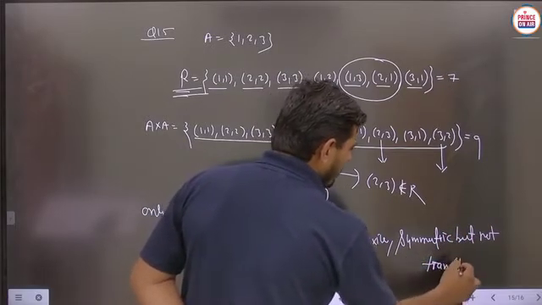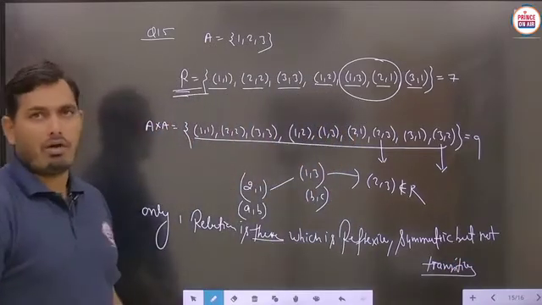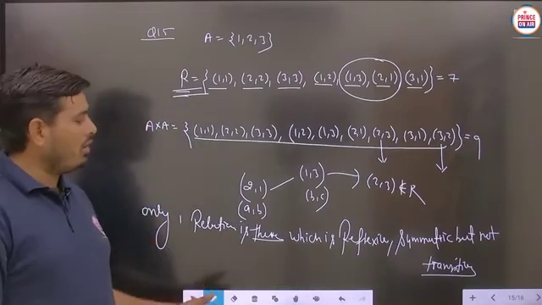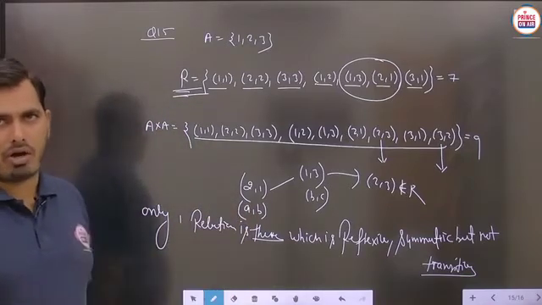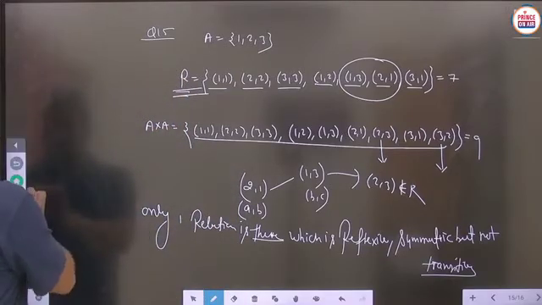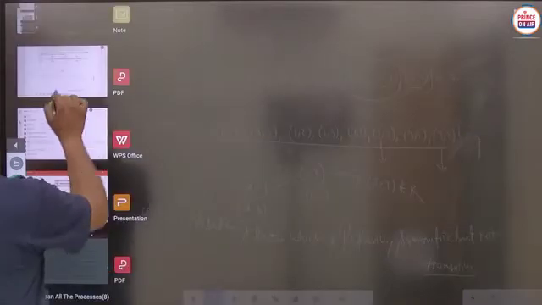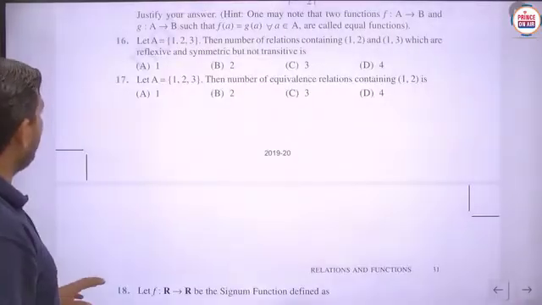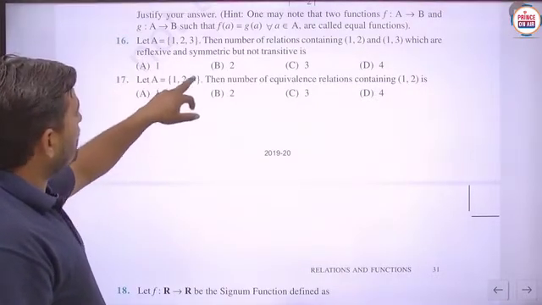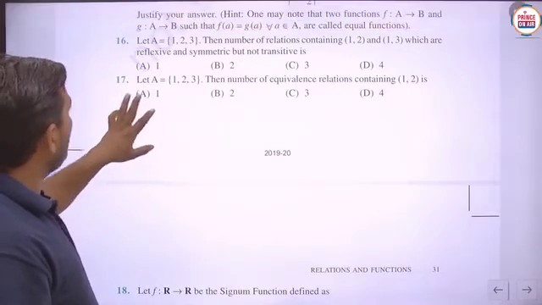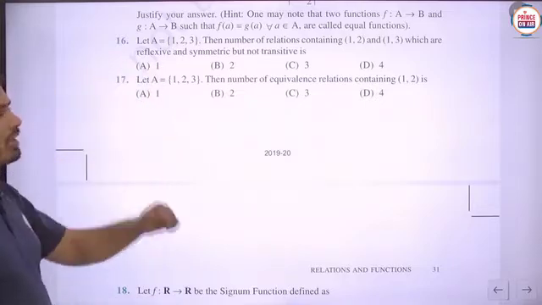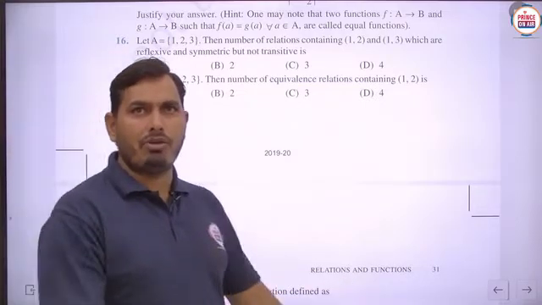This question is of the objective type, but in our examination generally subjective questions are asked. So we have to keep in mind how we check the reflexive, symmetric and transitive nature. In this question number 15, it is asked: A = {1, 2, 3}, then the number of relations containing 1 2 and 1 3 which are reflexive, symmetric but not transitive. So only one relation is there. So option A is the correct answer here.